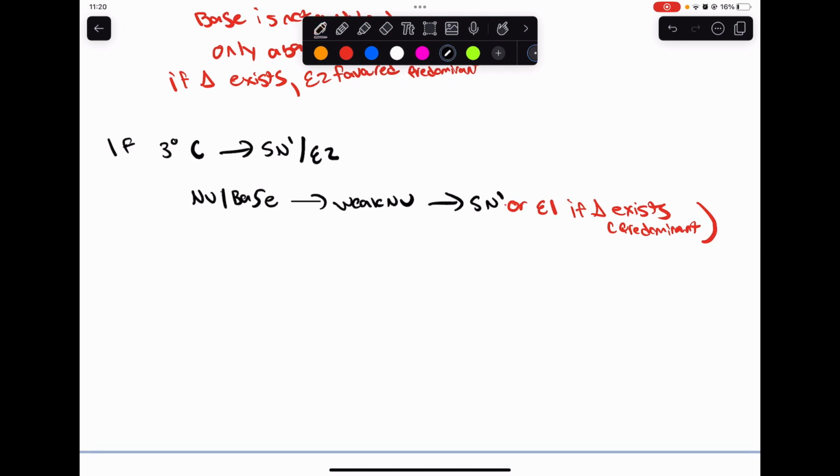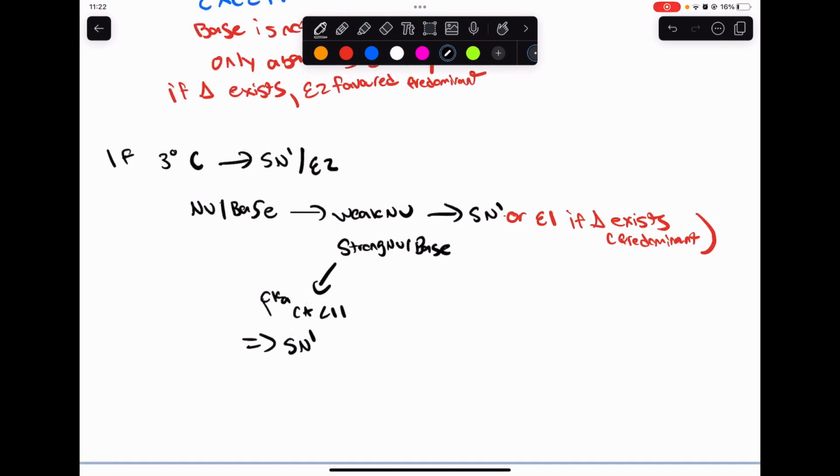Now, if we were to use a strong nucleophile or base, there's three different outcomes. If it's a strong nucleophile, the pKa of the conjugate acid would be less than 11. This would favor SN1. One thing to note, it's not necessary for you to look at the pKa table every single time you want to determine if a nucleophile is weak or strong. Sometimes an eyeball is enough. So if you notice a negative charge, 9.9 times out of 10, that's going to be a strong nucleophile because it has excess electrons and obviously wants to remain stable and be neutral.